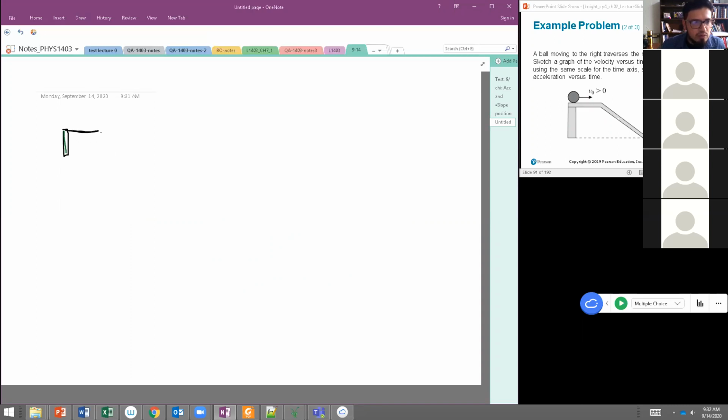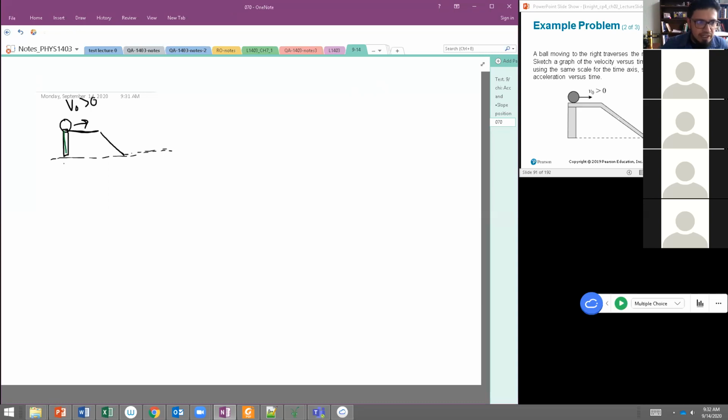It's going to go down at some angle, and then it's going to go flat again. Okay. And they tell us that it's starting off with some initial velocity. So the V0, you could think of it as V initial. It's just saying it's greater than 0, so it's positive. It's going like that. So in this problem, it says to graph the velocity versus time.